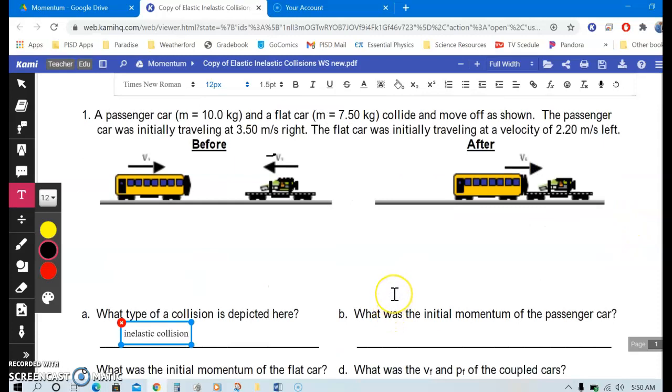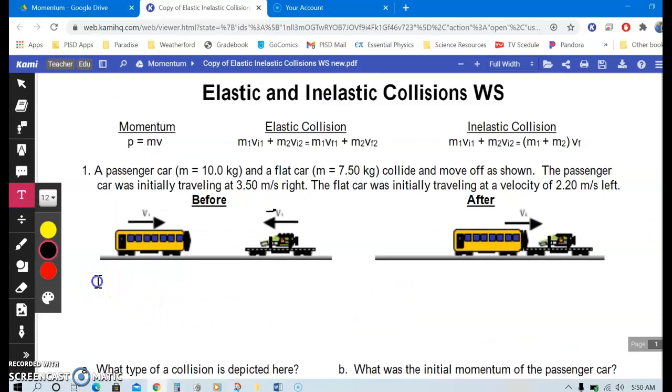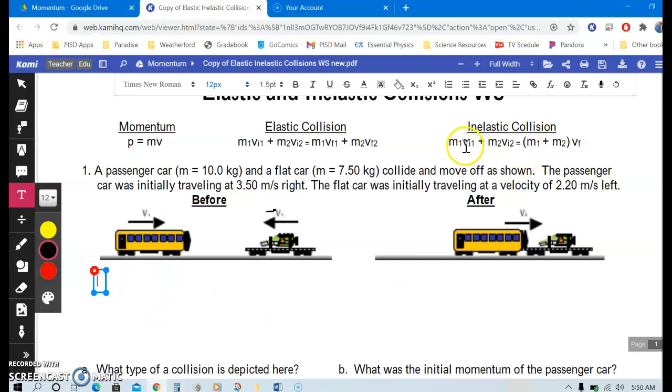The initial momentum, if we're going to do that, in our formula here, is going to be m1 times v1. The passenger car is 10 kilograms, times the initial velocity, which is 3.50 meters per second. We will do sig digs on this, so make sure you do that. It's 10 kilograms times 3.5 meters per second.